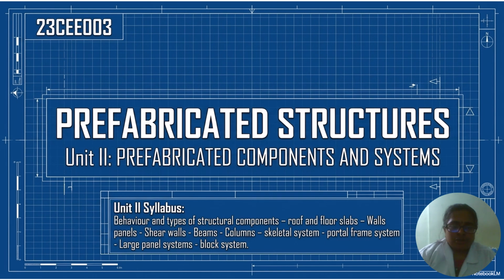This lecture series is about prefabricated structures, and in today's session we will be seeing Unit 2 of prefabricated structures, that is prefabricated components and systems. The syllabus includes behavior and types of structural components, roof and floor slabs, wall panels, shear walls, beams, columns, skeletal system, portal frame system, large panel system and block system.